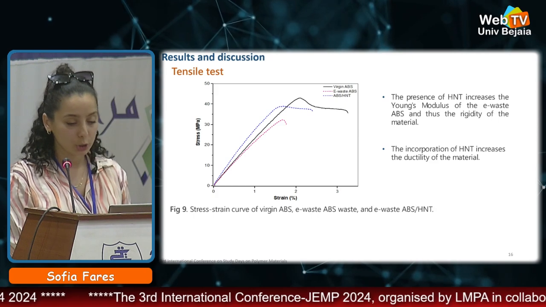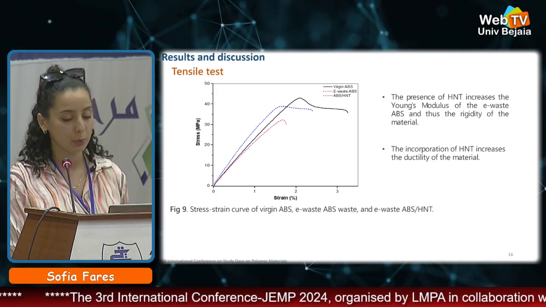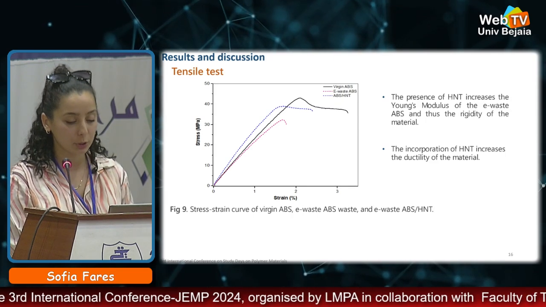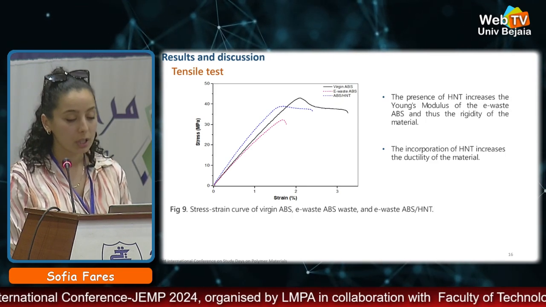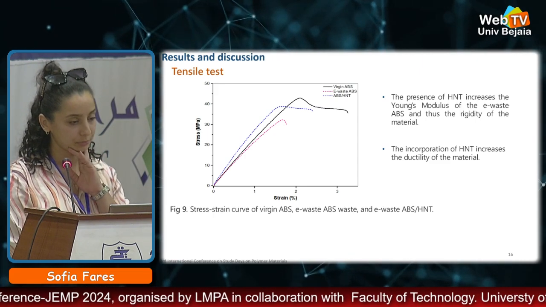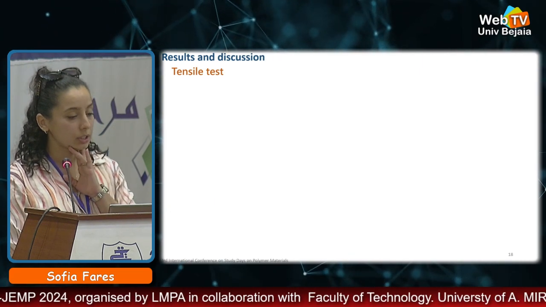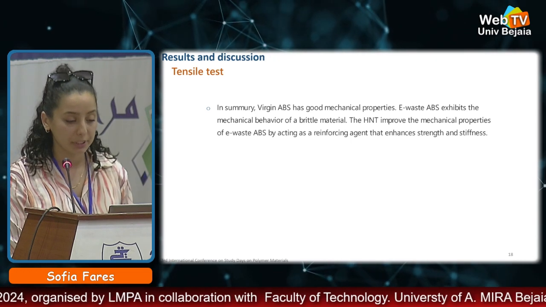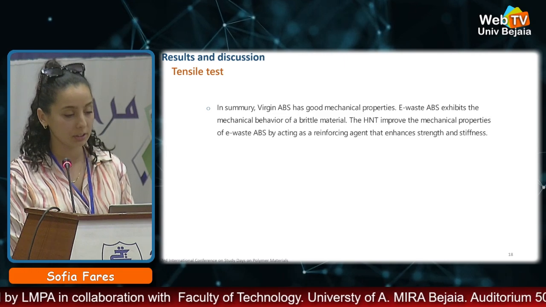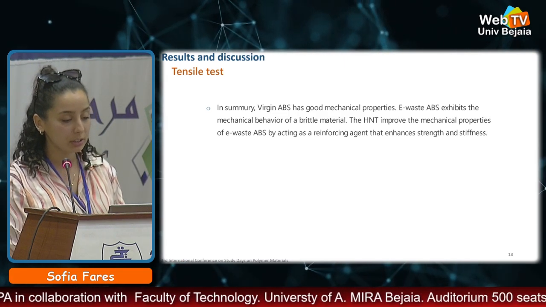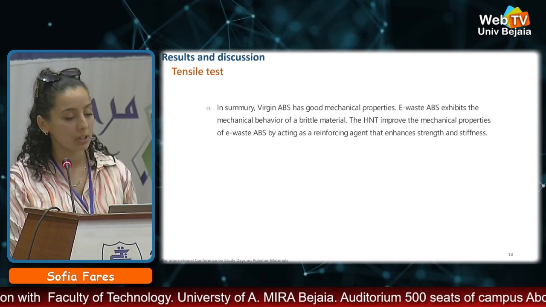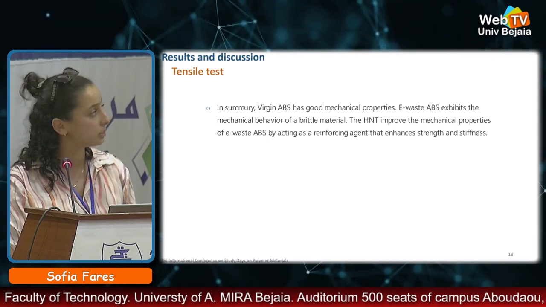The nanocomposite shows better mechanical behavior than E-waste ABS because the tubular structure of HNT helps to distribute load across the material, which lowers stress concentration. So virgin ABS has good mechanical properties. E-waste ABS exhibits the mechanical behavior of brittle materials, and the HNT improves the mechanical properties of E-waste by acting as a reinforcing agent that enhances strength and stiffness.